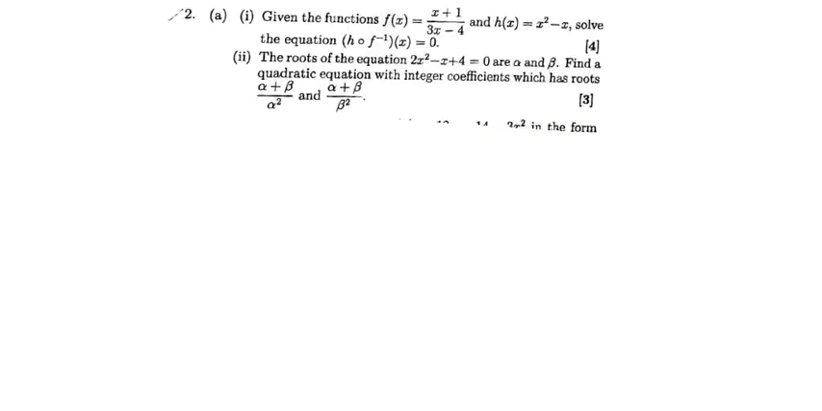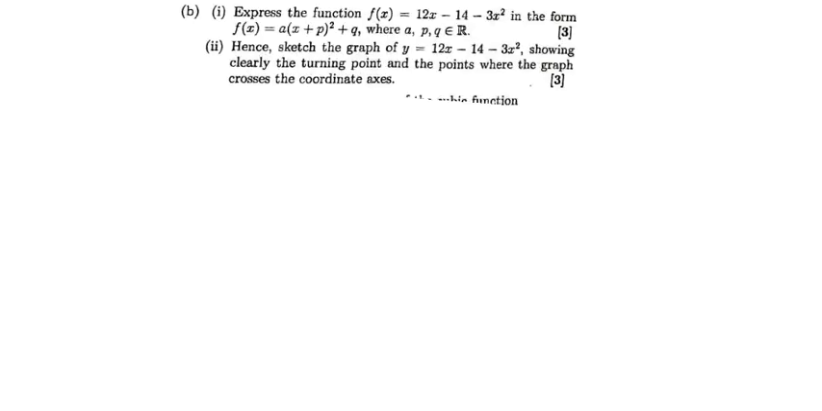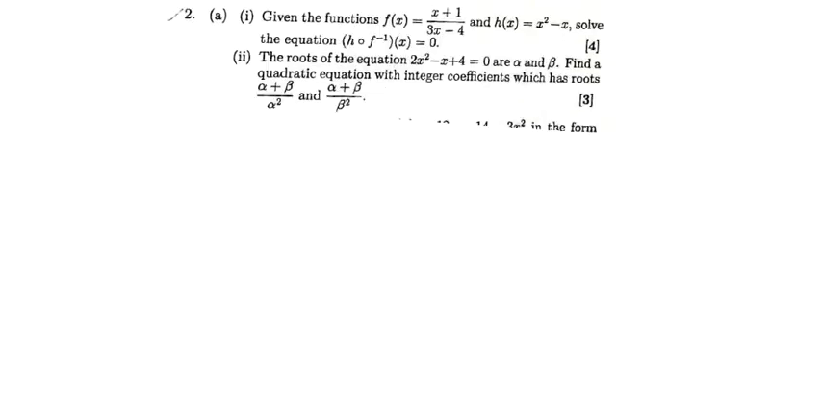Alright, so we're going to look at question 2. This one is dealing with a bit of functions, as you can see. Alpha, beta roots is the second part. And then we have a part dealing with the quadratic function, and then C is dealing with the remainder and the factor theorem. Okay, so let's look at it.